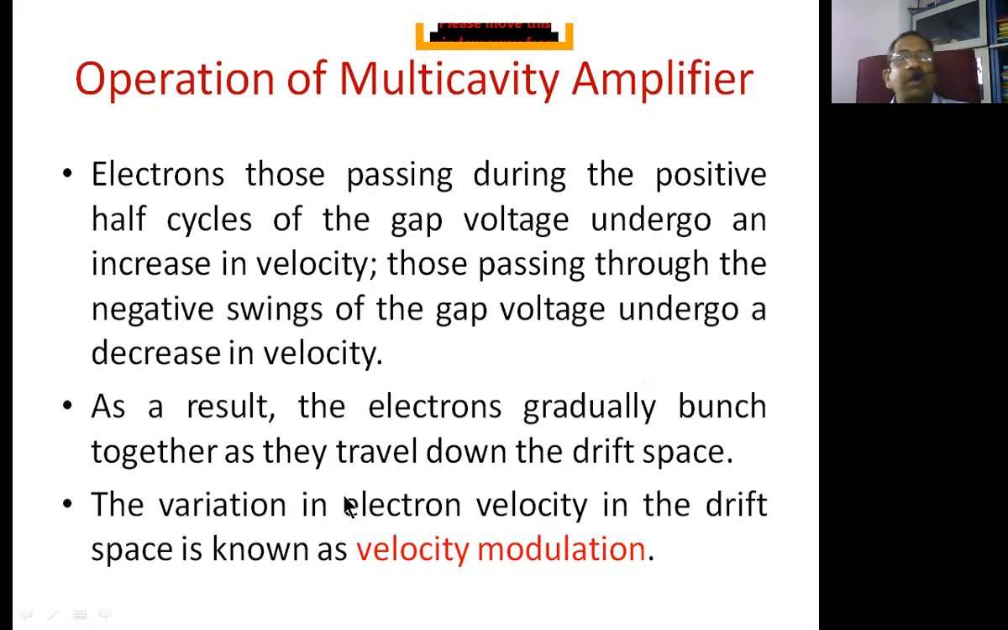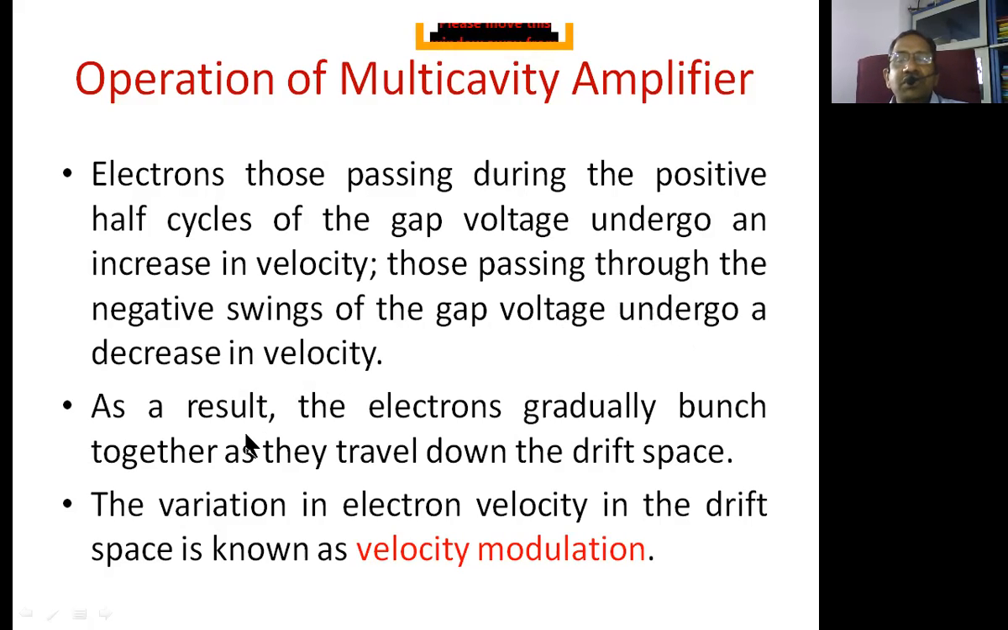Then the second point we can write: the electrons passing during the positive half cycles of the gap voltage, or input voltage, undergo an increase in velocity. Positive means the electrons get accelerated. It means the electrons are going to attain more energy. Those passing through the negative swings of the gap voltage undergo a decrease in velocity. On the other hand, the input signal is going to take the negative cycle also. So when the negative cycle of the input comes, the electrons undergo a decrease in velocity. The electron beam velocity is going to decrease.